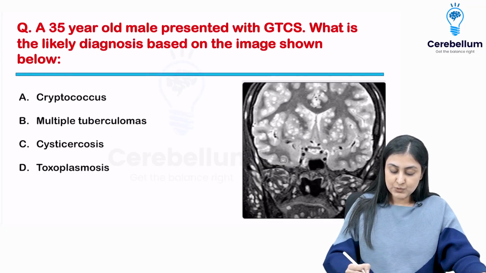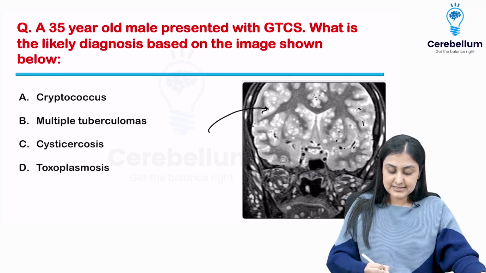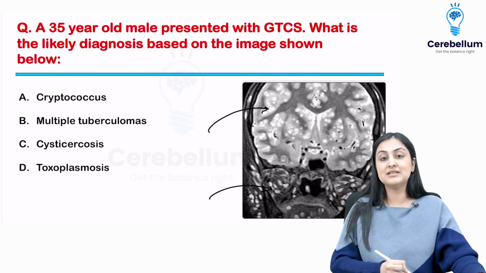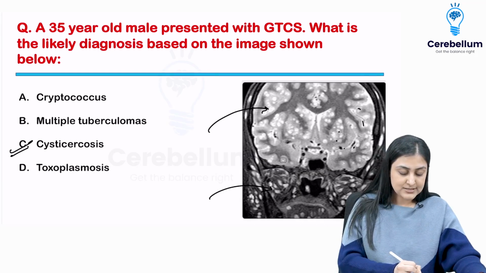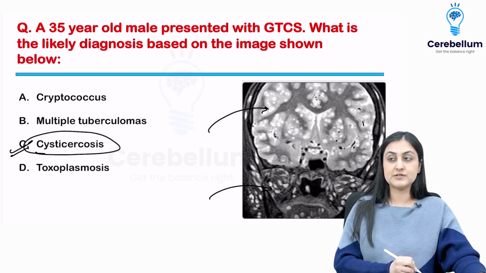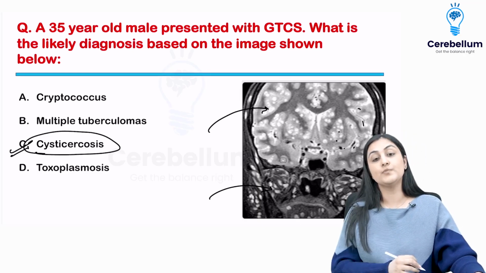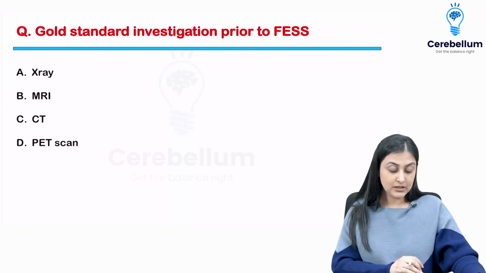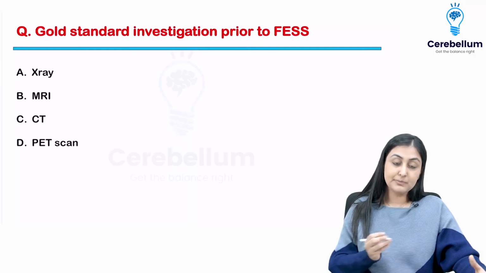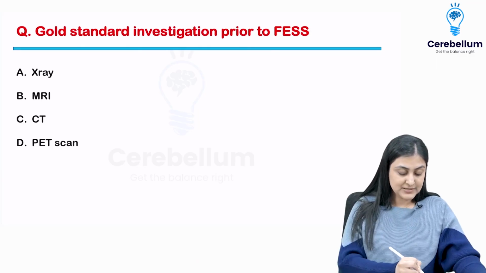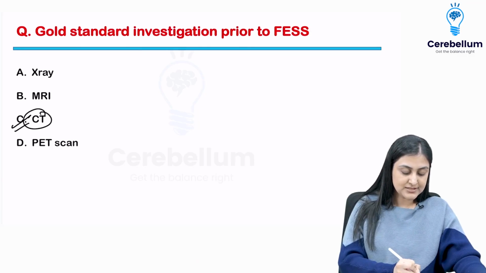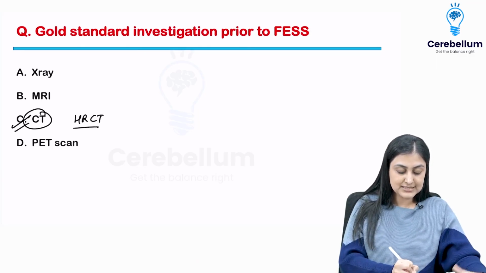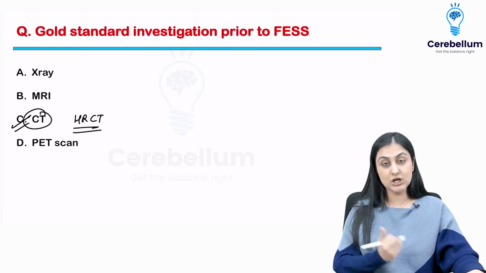35-year-old male with seizures. What is the likely diagnosis? You can see multifocal starry sky lesion. So it's not just NCC, even in the muscles can you see these lesions? So these are all cysticercosis, alright. So this is neuro plus myocysticercosis, okay. Gold standard investigation prior to FES. So prior to FES, the investigation of choice is a high resolution CT. If that's not in the option, we go for CT.